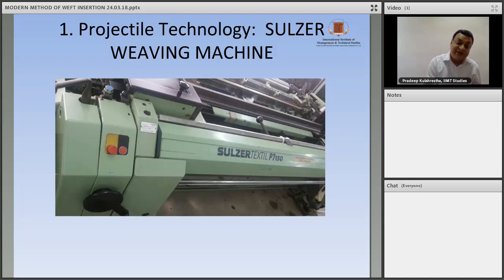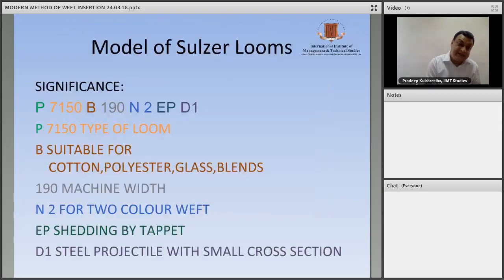No doubt, Sulzer also applied the microprocessor, but the cost of the machine is very high. People are going to other technologies, but this machine is still used for technical textiles. Now let us see the mechanism of weft insertion in projectile technology.